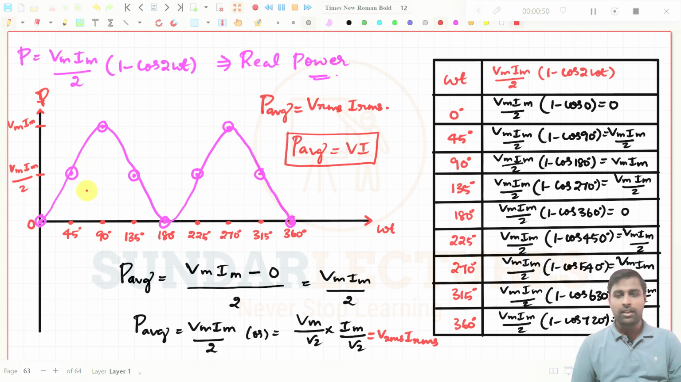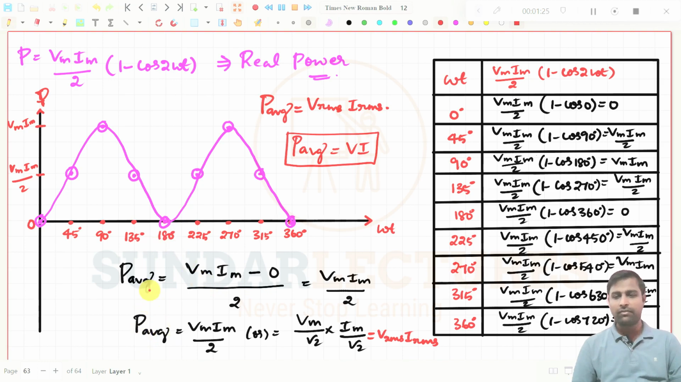By substituting omega t, we got the values for each expression and plotted them in the graph. The graph shows that all the powers are positive, which means power flows from source to load. So all the power in the resistive circuit is real power or active power, that we have seen in the last class.